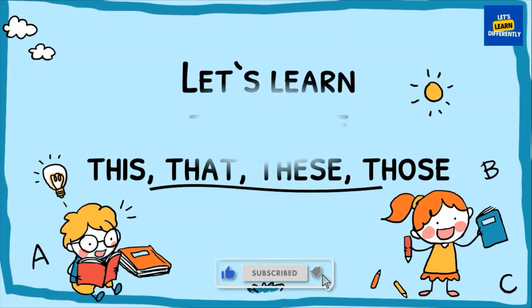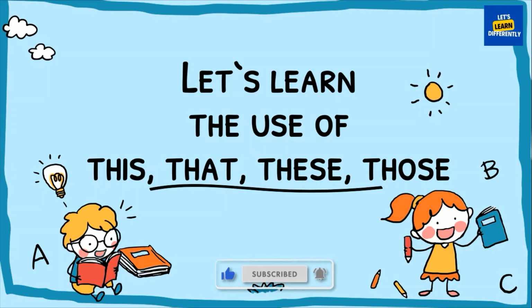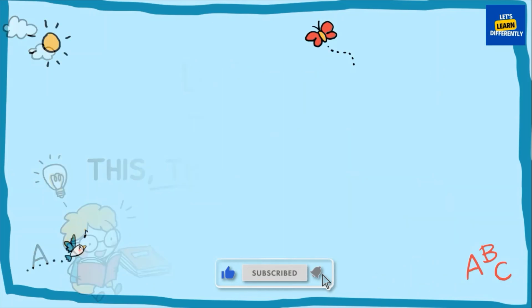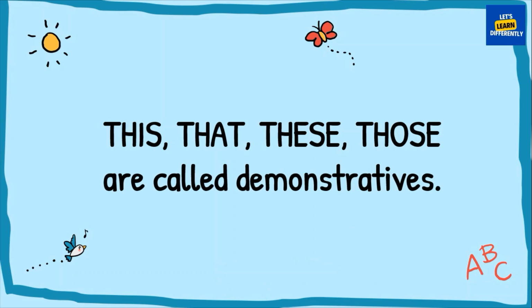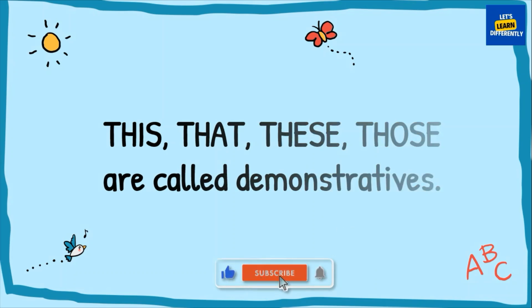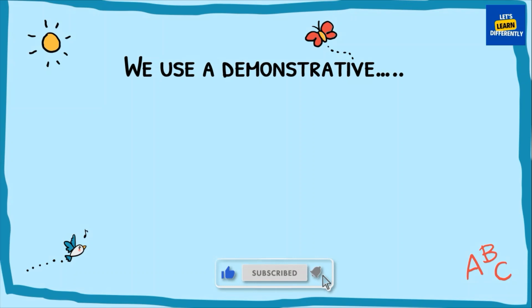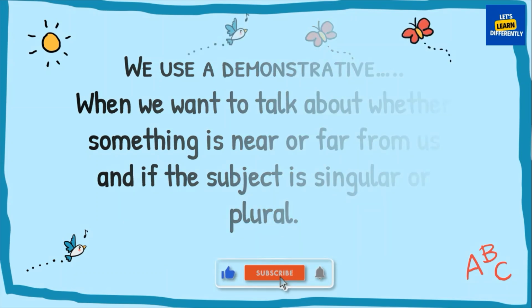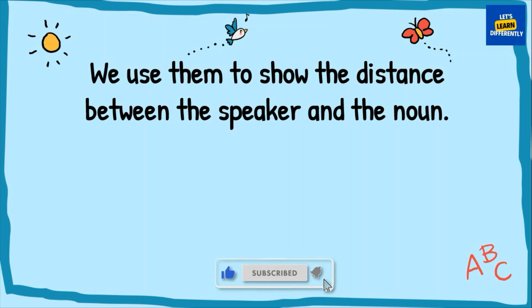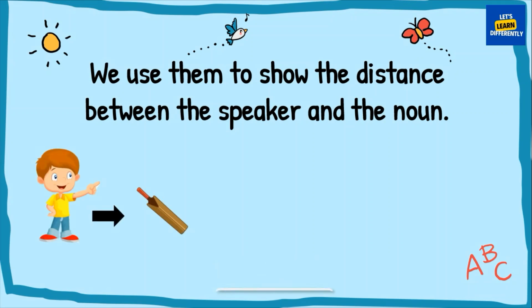In today's video, we are going to learn the use of this, that, these and those. This, that, these, those are called demonstratives. We use a demonstrative when we want to talk about whether something is near or far from us, and if the subject is singular or plural. We use them to show the distance between the speaker and the noun.